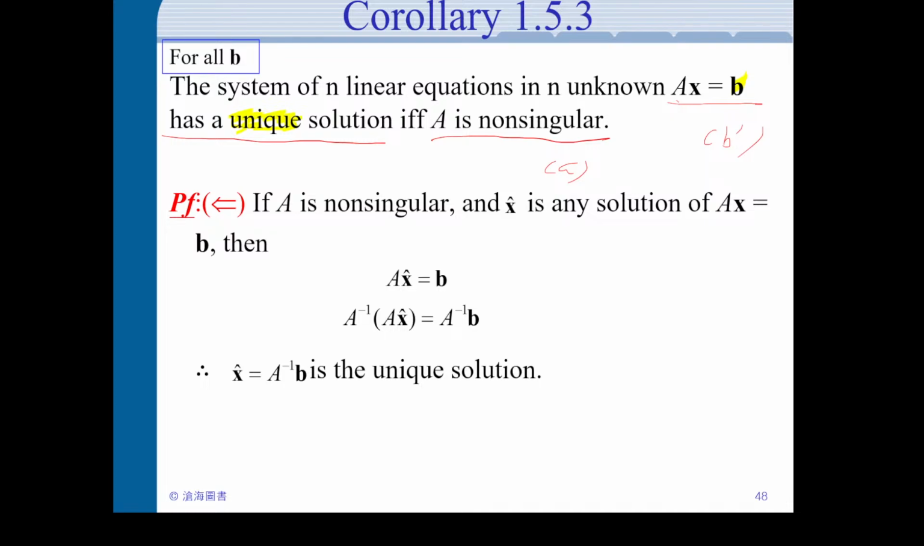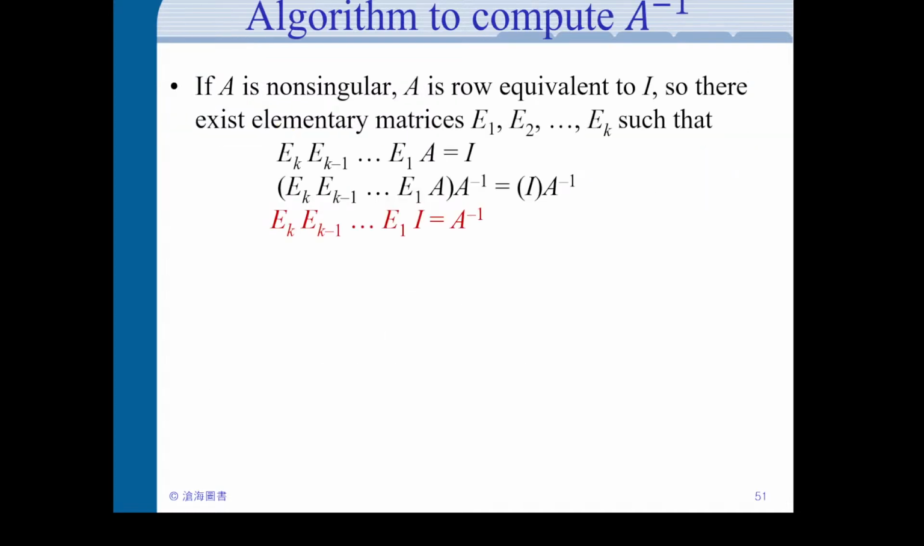Okay? And now we go to more about A inverse. So if A is non-singular, by definition it has an A inverse. And now we use 1.5.2 again. So from 1.5.2, this is expression A: A is non-singular, and then we have expression B: A is row equivalent to identity. Okay, and so if A is row equivalent to identity, as before we said that there are elementary matrices to turn A into identity.